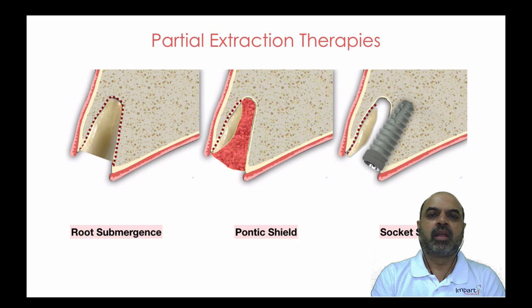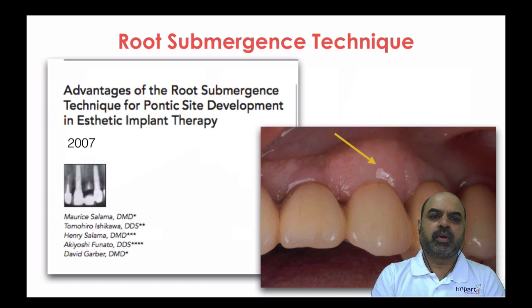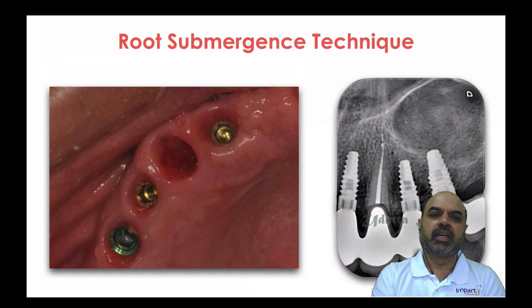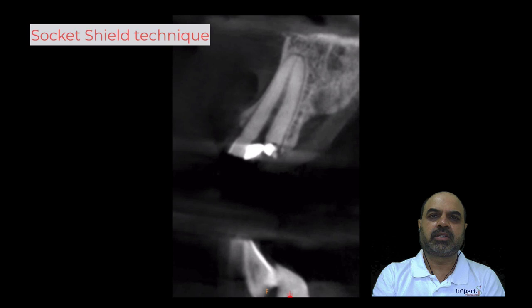The root submergence technique, as you would know, is nothing new. The Salama brothers presented this way back in 2007, wherein they left back healthy root pieces, endodontically treated or even vital roots, to be submerged below potential pontic sites. The rationale behind doing this was again to prevent that dimensional change that would occur post extraction, and in order to achieve really pleasing results and to be able to really contour those pontic sites, so that you have a very aesthetically pleasing pontic restoration, which almost seems like it's emerging from the soft tissue.